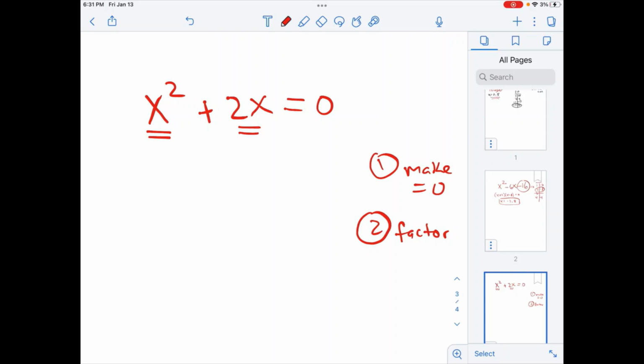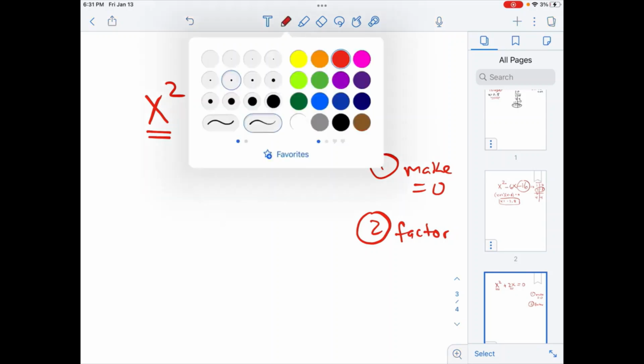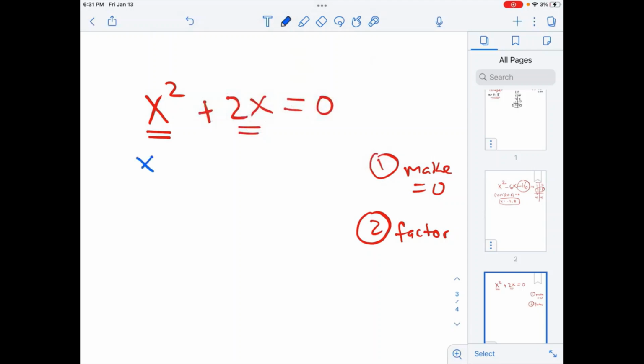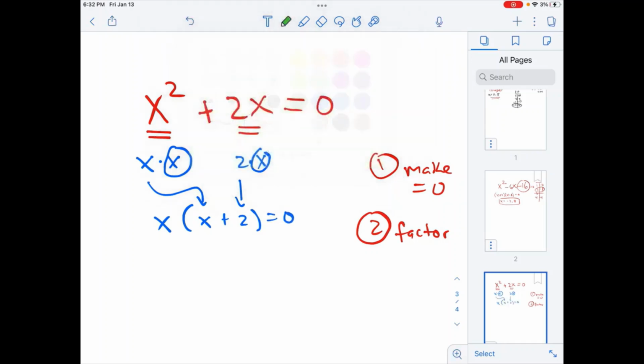To factor these, let's look at what x squared is really made up of. x squared is x times x, 2x is 2 times x. The thing they both have in common is an x, and so we're going to write that there. And now all the leftovers get dropped in here. We're just doing the distributive property backwards, and in fact you can use the distributive property to check. x times x is x squared, x times 2 is 2x.